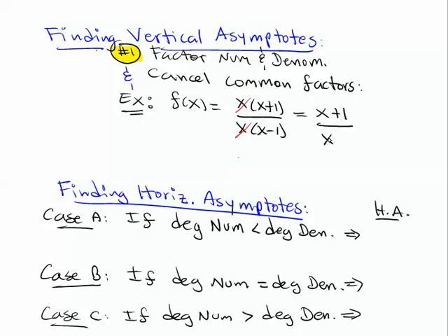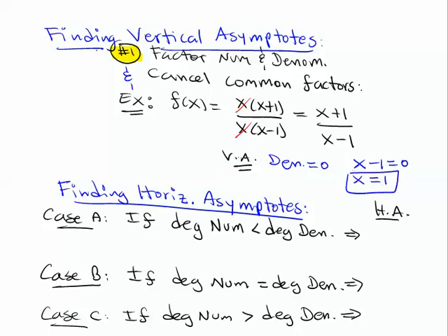in this simplified fraction. And remember from the homework, you find the vertical asymptotes by setting the denominator equal to 0. So you will set x minus 1 equal to 0 and then solve for x. So here the vertical asymptote for this example will be x equals 1.